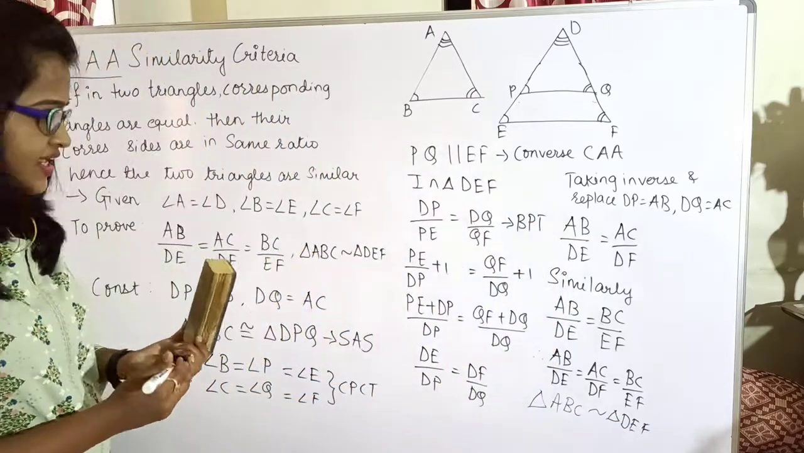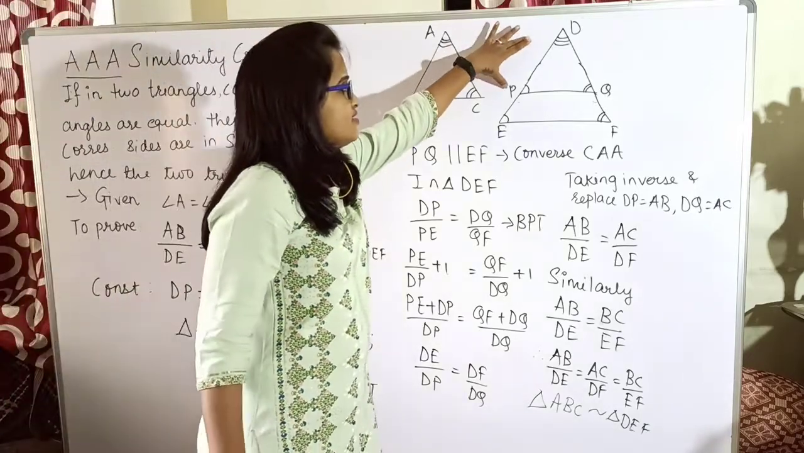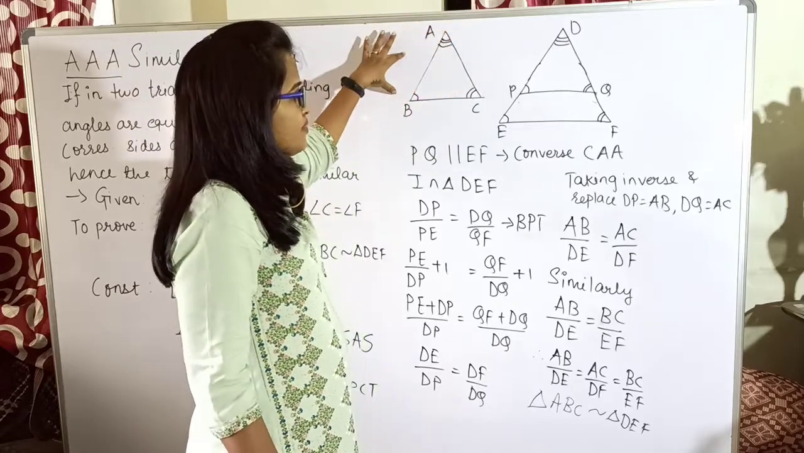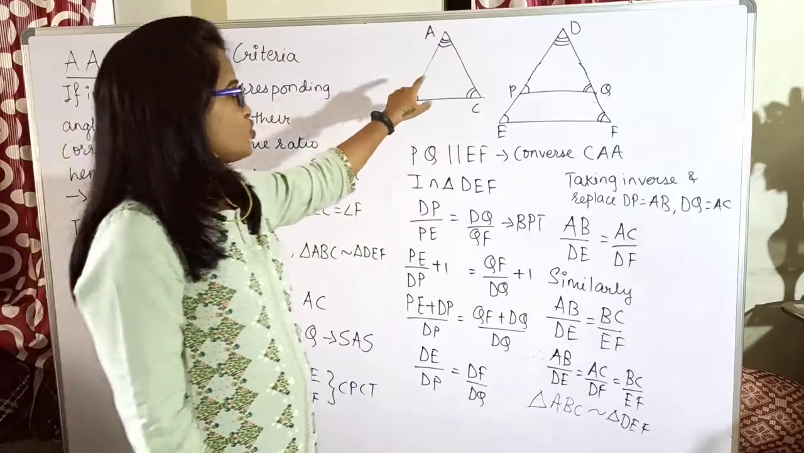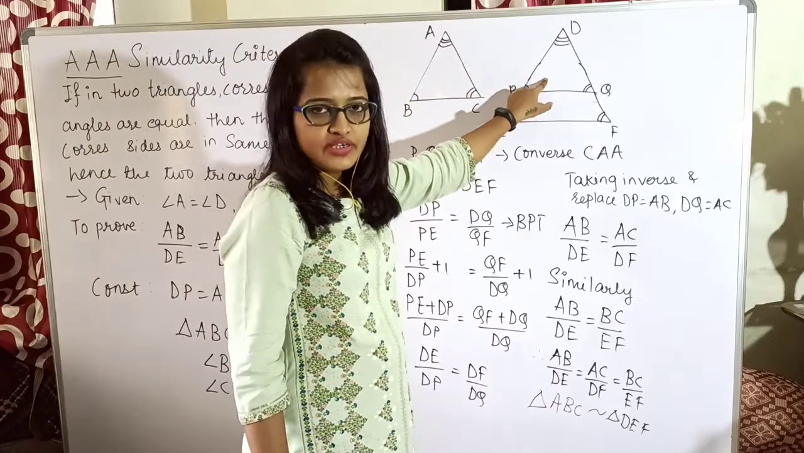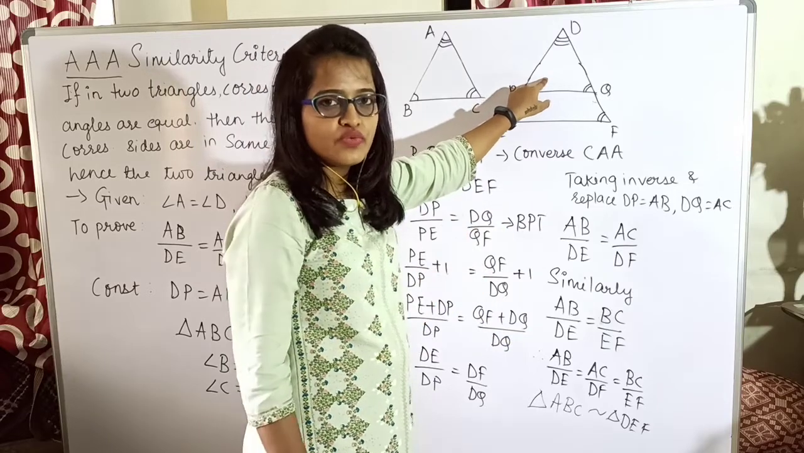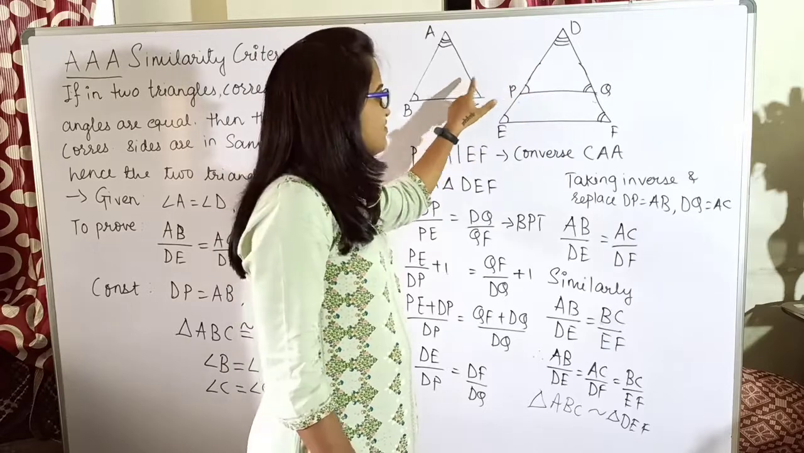Okay, right? So what we have done, we have first of all taken P and Q points such that DP is equal to AB and DQ is equal to AC. Then we have joined PQ. We have shown these two triangles to be congruent. Why? Because two sides are equal. Also their included angle are equal. Hence by CPCT, B will be equal to P and C will be equal to Q.